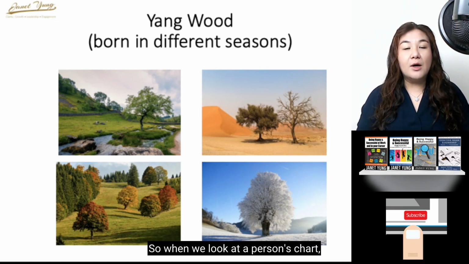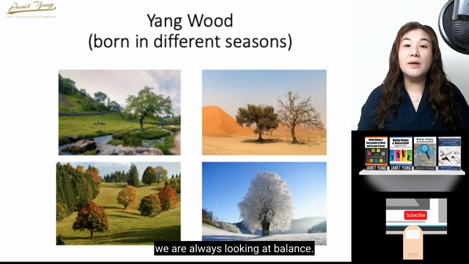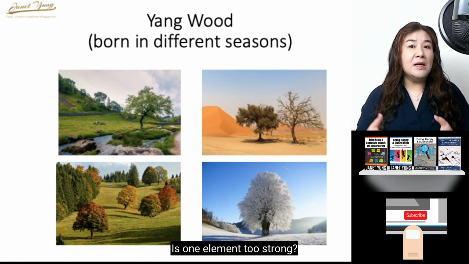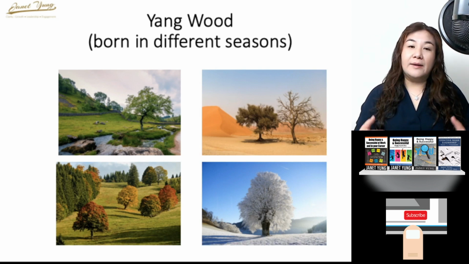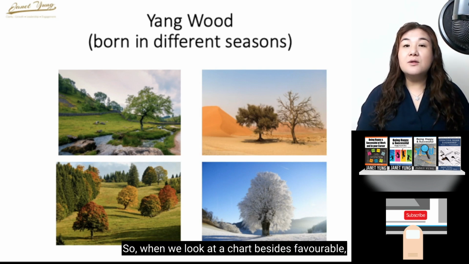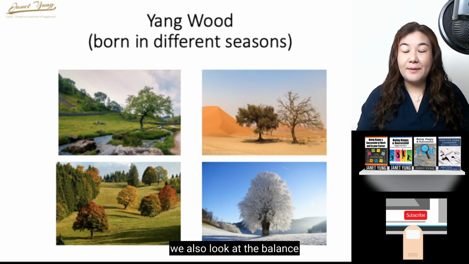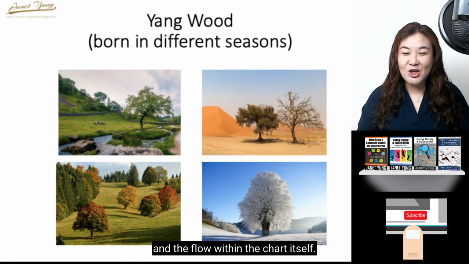So when we look at a person's chart, we are always looking at balance, whether there are all the 5 elements within. Is one element too strong? Are they born in which season? So when we look at a chart, besides favorable, unfavorable, weak and strong chart, we also look at the balance and the flow within the chart itself.